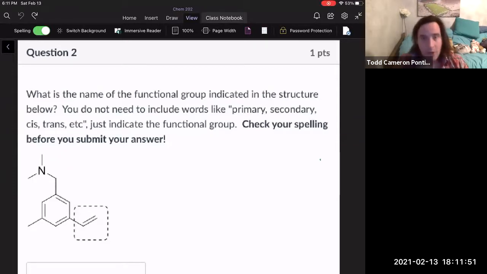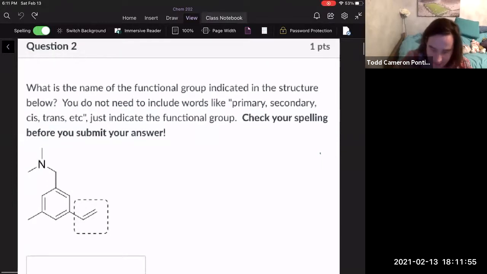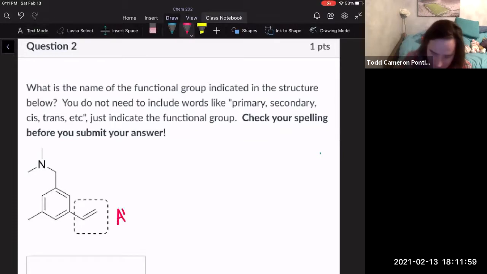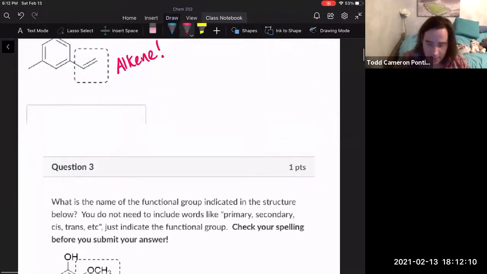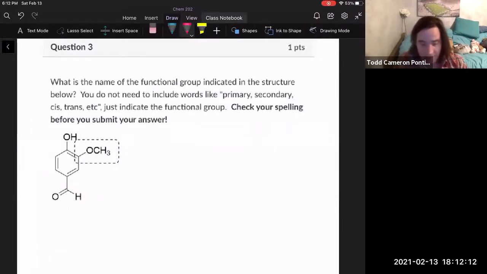So here we have a carbon-carbon double bond. This means that we are looking at an alkene. Okay, question one done. Well, question two. Question one is the honor statement. Question three, what is the name of this functional group?